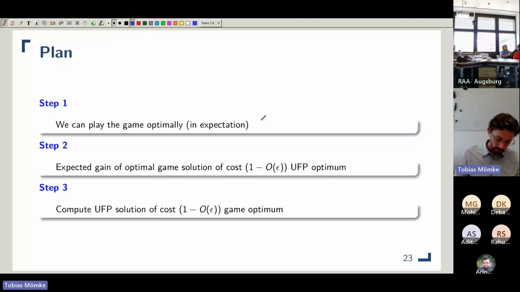Then we say that, okay, suppose there exists a very good UFP optimum. Then there also exists a very good game optimum. That means the expected gain that we get in an optimally played game is at least 1 minus O of epsilon times the optimum that we can get without the game. The third step that we plan is we now compute an actual UFP solution from the game solution, and again we only lose an O of epsilon, so we get a 1 minus O of epsilon.